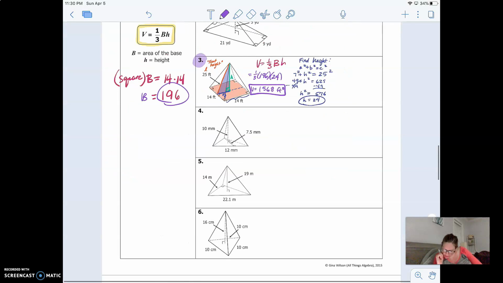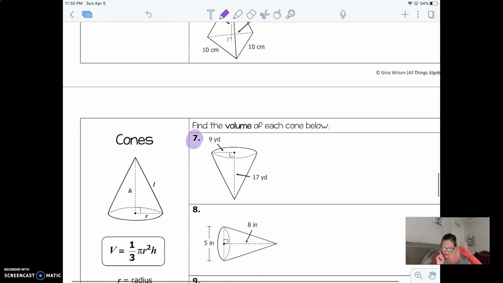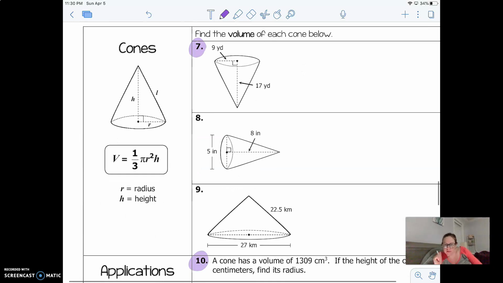How are we doing on time? Okay, I think we're going to do cones now. Yeah, I want to make sure I get to that because I kind of left that off last lesson.